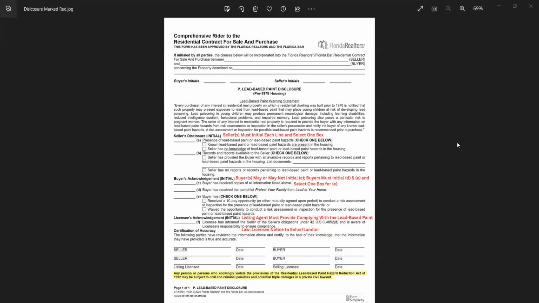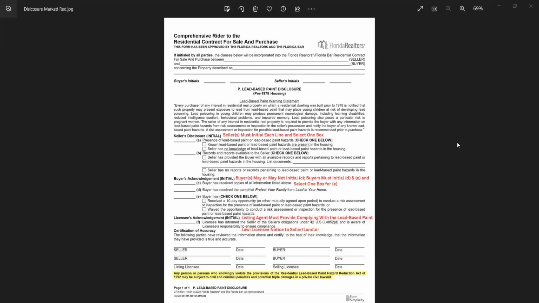So the first thing we're going to do is take a look at what needs to be selected and or initialed on the bottom of this page. Taking a look at the lead-based paint warning statement, it says every purchaser of an interest in residential real property on which the residential dwelling was built prior to 1978 is notified that such property may present exposure to lead from lead-based paint that may place young children at risk of developing lead poisoning.